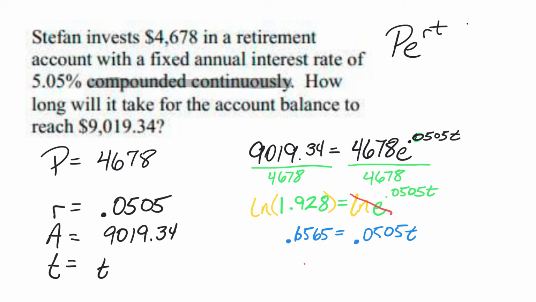And then I'm going to divide both sides by 0.0505. And that will finally get me t by itself. So the time needed ends up being 13.5097. So that's essentially 13, and we're talking about years here. So the time would be 13 years for this investment to be at $9,091.19.34.